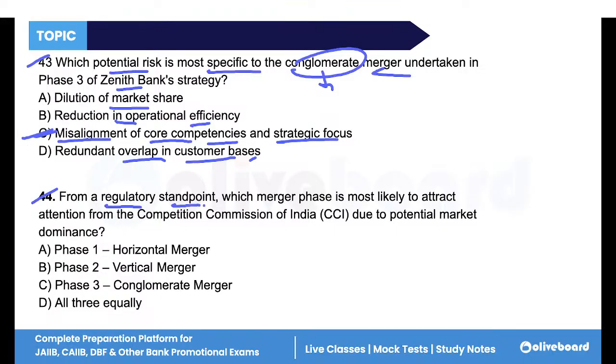From regulatory standpoint, which merger phase is most likely to attract attention from CCI? The horizontal, vertical, or conglomerate. See, most likely to attract. Why? Because of potential market dominance. So, how one can dominate the other market when they both are working in the same industry? So that is horizontal merger.